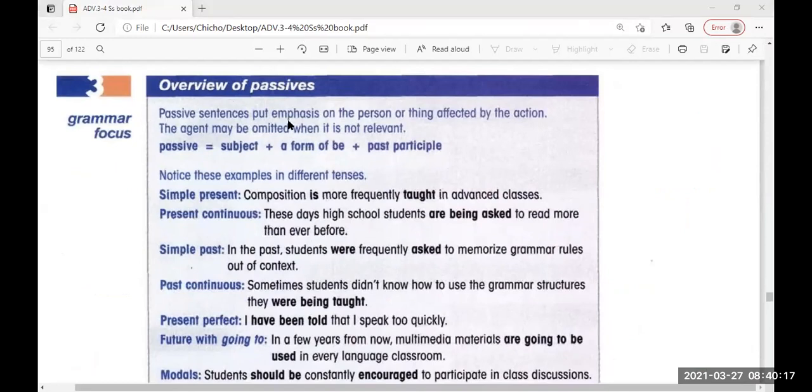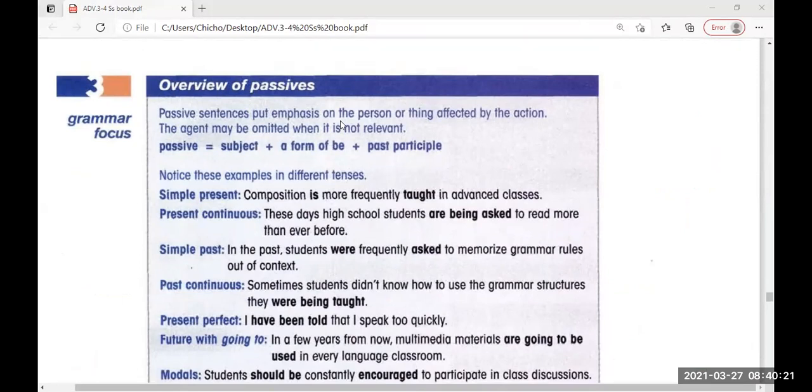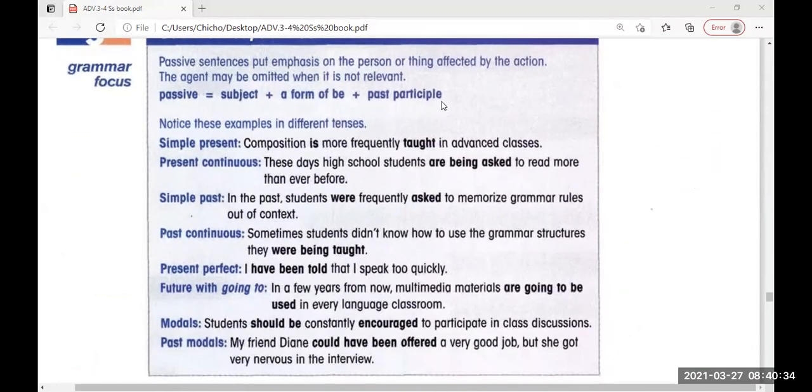The passive sentences put emphasis on the person or thing affected by the action, and the agent may be omitted when it is not relevant. So the subject can be omitted when it is not important, right? And this is the way in which you can use the passive voice, okay?